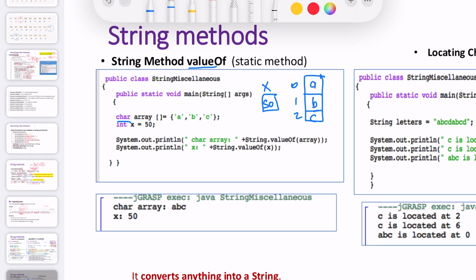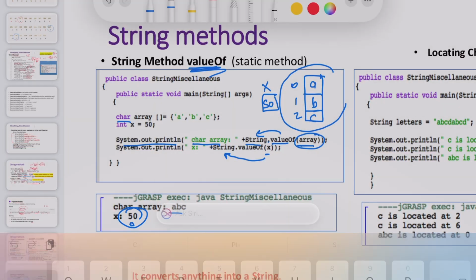System.out.print. You want to print what is inside the character array, but you want to change it from a character array into a string. So from the class String, the method valueOf, and you will put array here. So you're saying take the character array and change all of it into a string and print it out for me because it's inside System.out. So the output would be the string ABC. Here, please take the value X and change it into a string and print it for me. So the output is 50, but this 50 is a string, it's not an integer number.